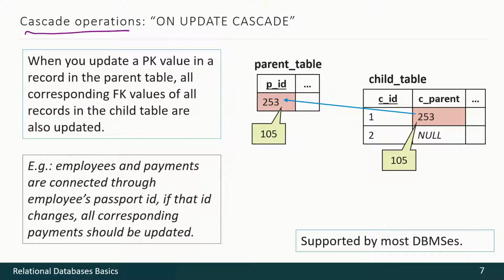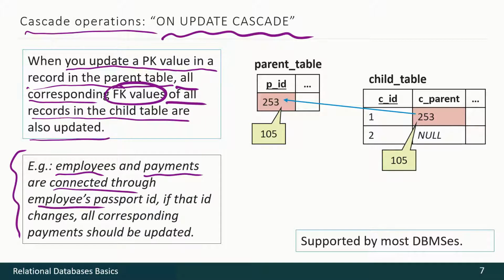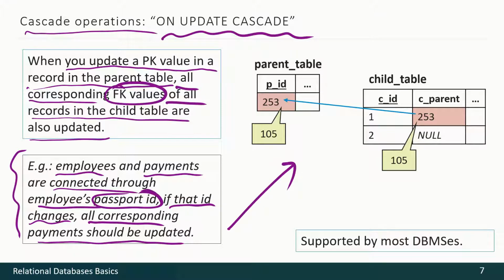The next operation is on update cascade. It's when you update a primary key value in a record in the parent table, all corresponding foreign key values of all records in the child table are also updated. And here is an example. Imagine that we have employees and payments, and those are connected through passport ID, and that ID changes for some employee. All corresponding payments should be updated with their corresponding field. This is how it looks.